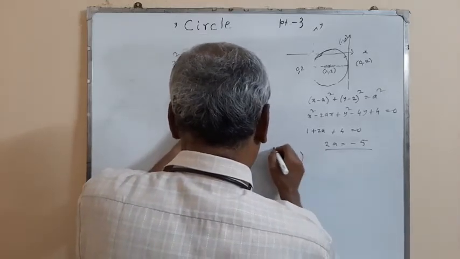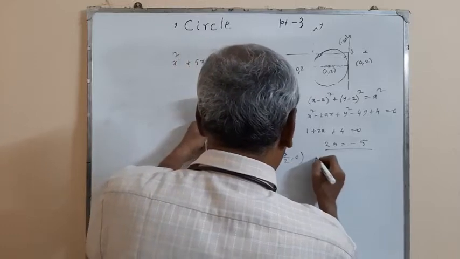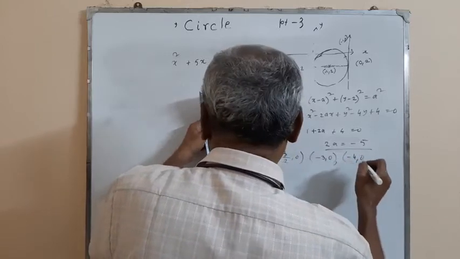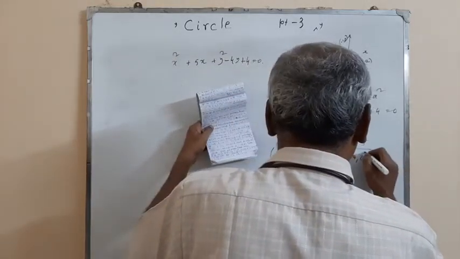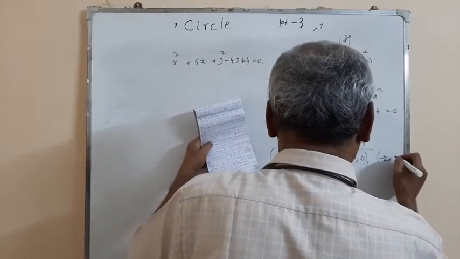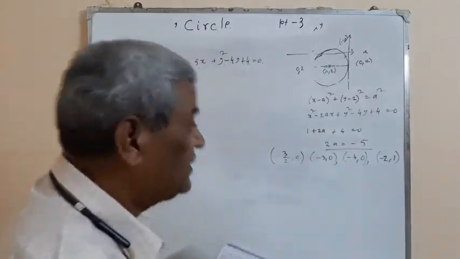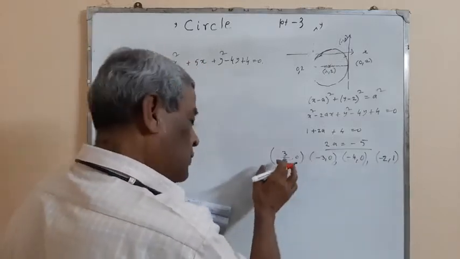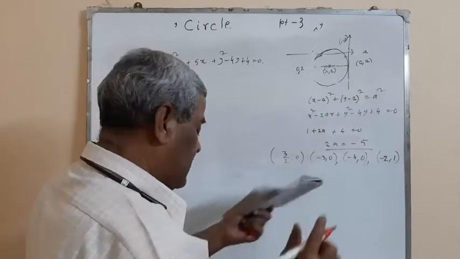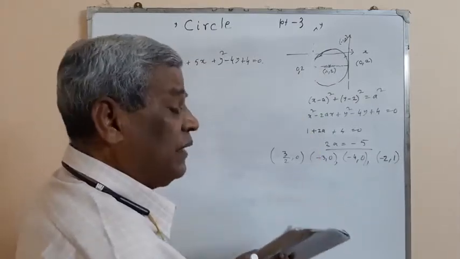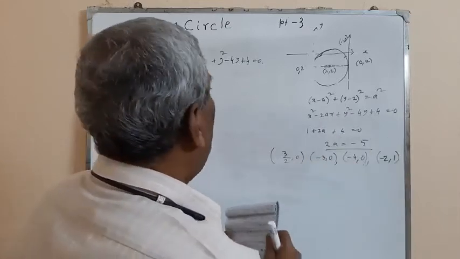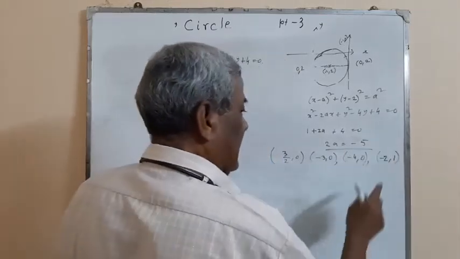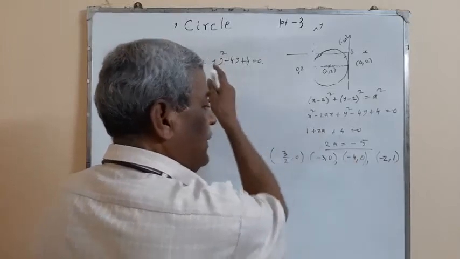-3/2, 0, then -3, 0, -4, 0, and -2, 1. After that, we have to find whether this circle passes through this or this or this or that. Four options are there. This can be obtained only by option test. Option test means putting the value of x is equal to this, y is equal to that. If it satisfies, then we can say that this is a point on that circle.